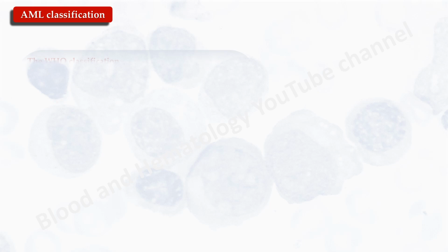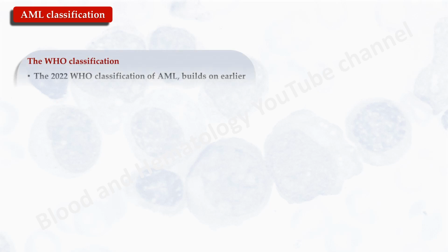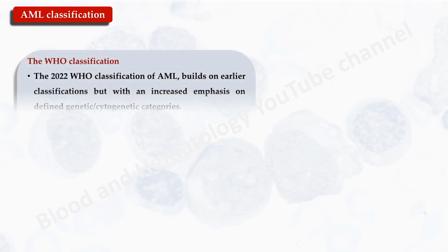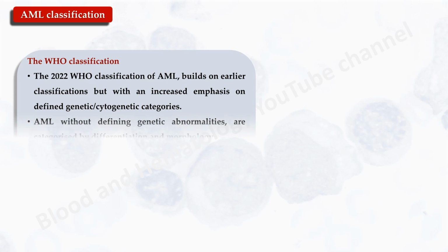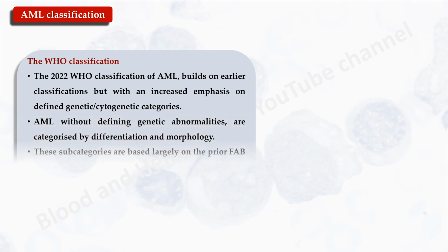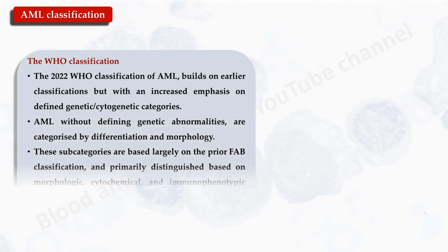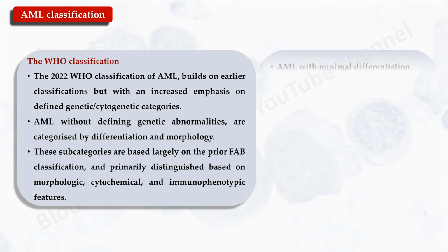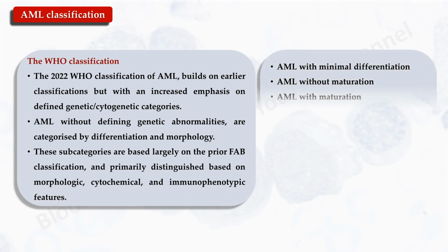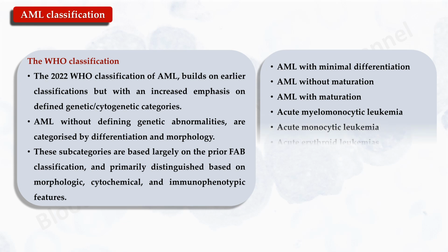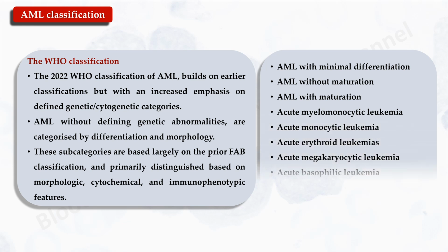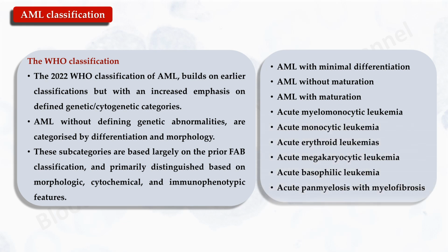The 2022 WHO classification of AML builds on earlier classifications but with an increased emphasis on defined genetic or cytogenetic categories. AML without defining genetic abnormalities is categorized by differentiation and morphology. These subcategories are based largely on the prior FAB classification, and primarily distinguished based on morphologic, cytochemical, and immunophenotypic features.